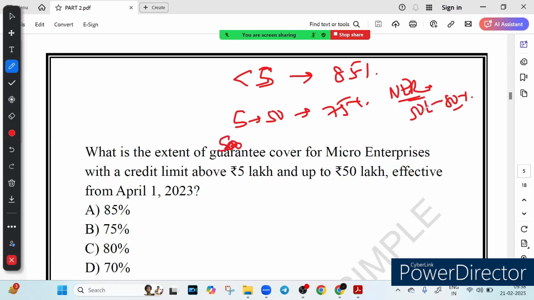And you should also know this, in the northeast region, from 50 lakh to 500 lakh, how much is it? It is 75%, because as the amount increases, the guarantee cover decreases. That is the key point. So I hope this makes your concept crystal clear. Now let's move to the next one.